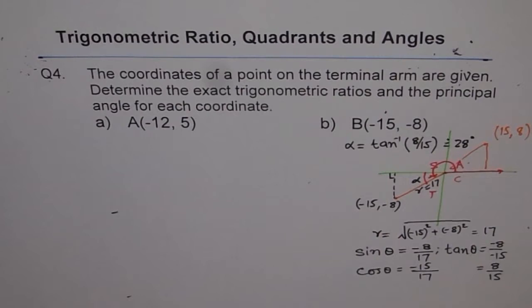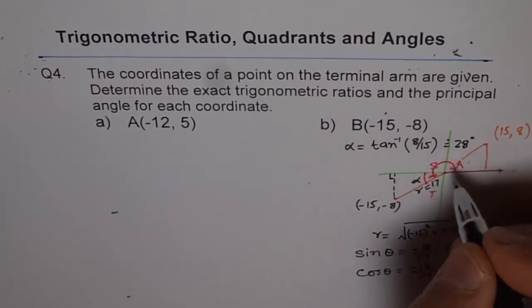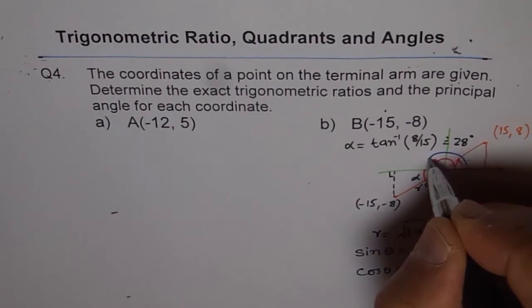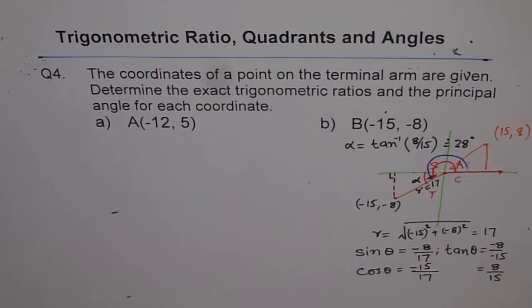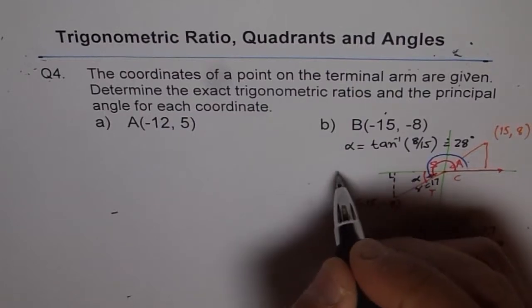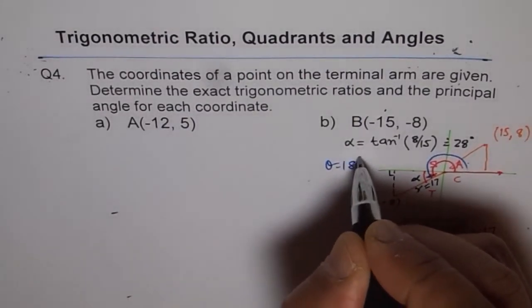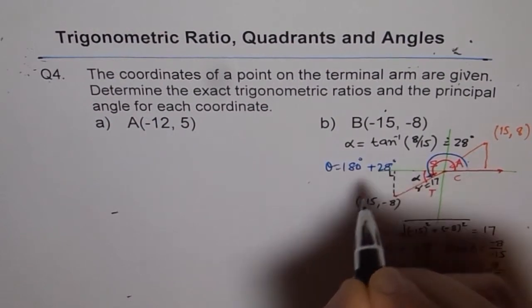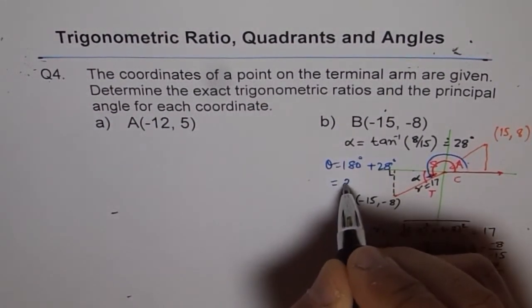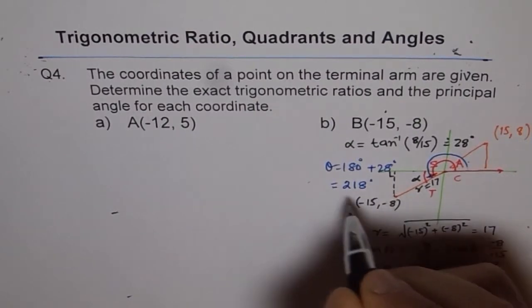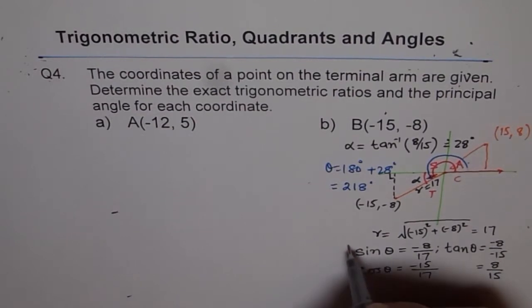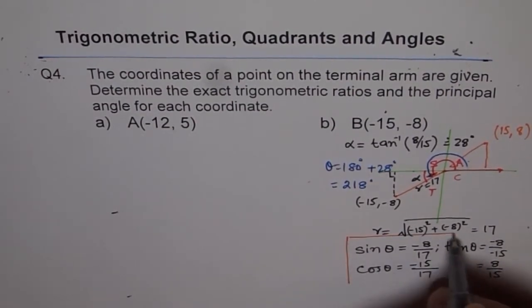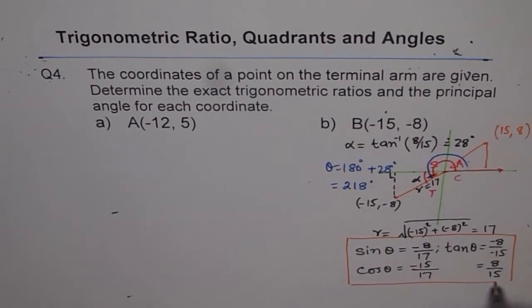So what is the principal angle? The principal angle is from here to here. Do you see that? 180 plus alpha. So for this particular position, theta is 180 plus 28. So theta is equal to 180 degrees plus 28 degrees, and that is 218 degrees. So that is your principal angle. So here are our answers. These are the values of our primary trigonometric ratios.